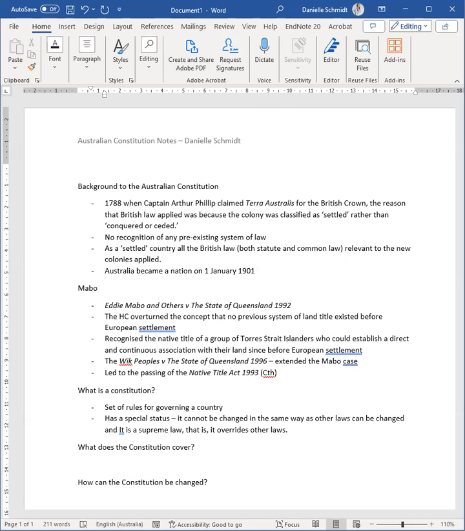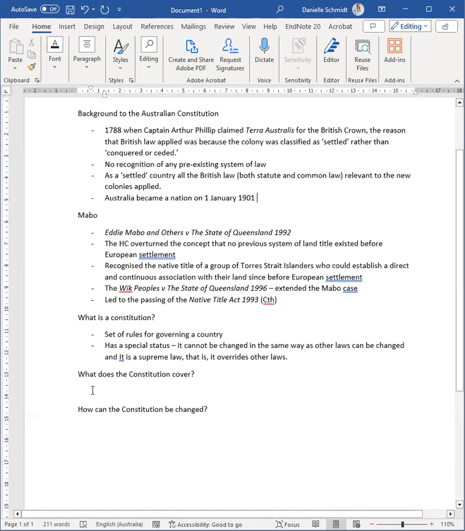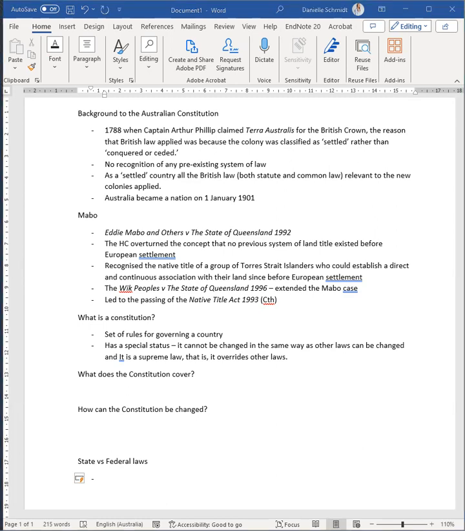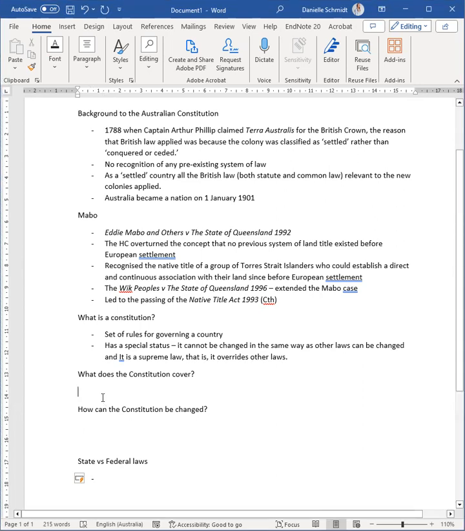We've got state limits. It deals with currency, coinage. We're going to go into what it covers down here, so we won't move on too much into that. And then another thing is state versus federal laws. That is important too, and we will get down into that in a second. So what does the Constitution cover?